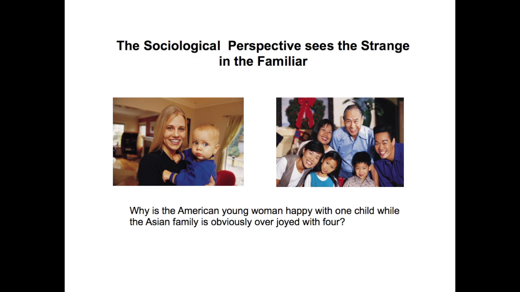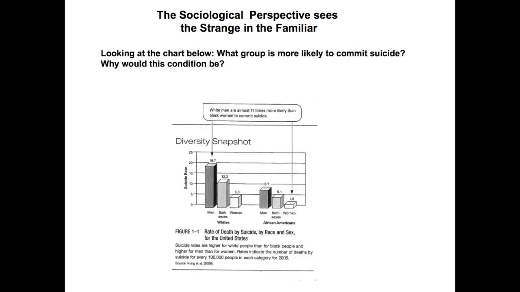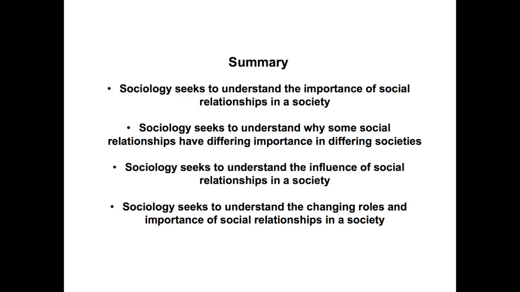The next slide. Notice that this shows the rate of death by suicides by race and gender. Obviously, Anglo men are much more likely to commit suicide than any other group. Black women are the least likely, percentage-wise, to commit suicide. Says something about the group we live in having something to do about our actions.